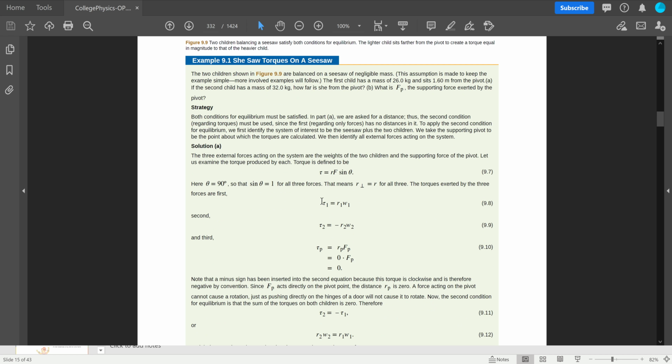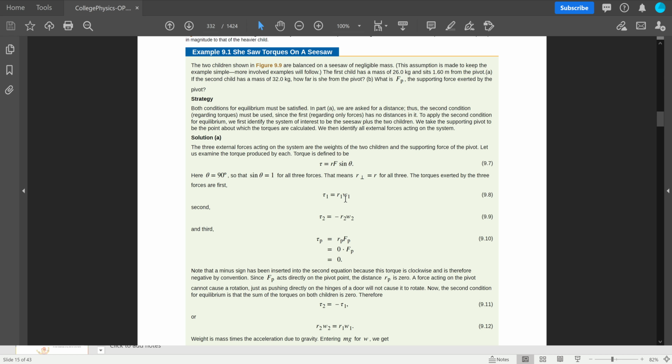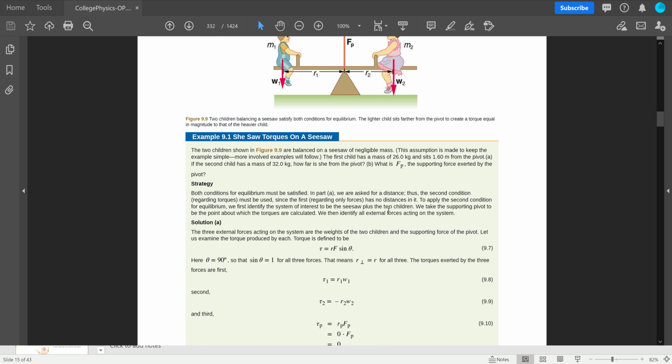So our first equation is tau. That's the official name of this T. Tau 1 is equal to R1 times W1, which is just the weight of the first child. And for the second one, tau 2 equals negative R2 times W2, because remember, we said that clockwise was negative and counterclockwise was positive.